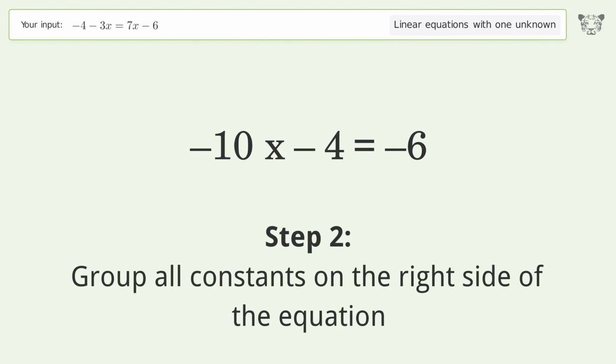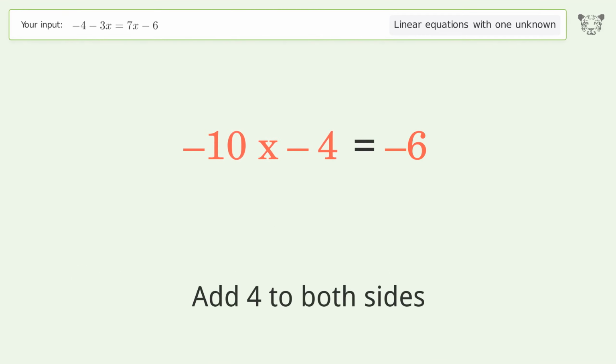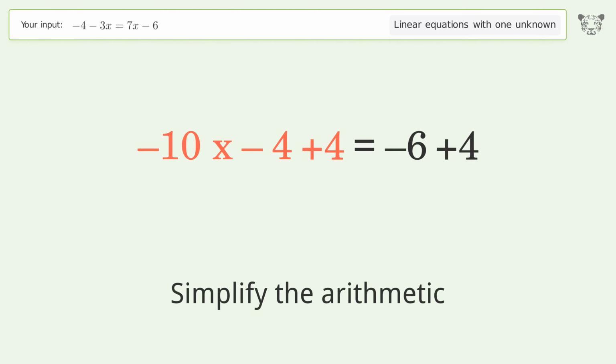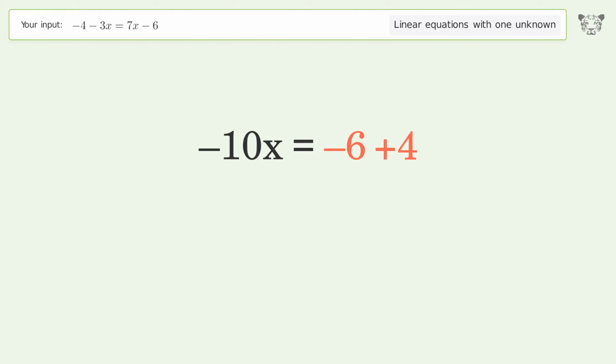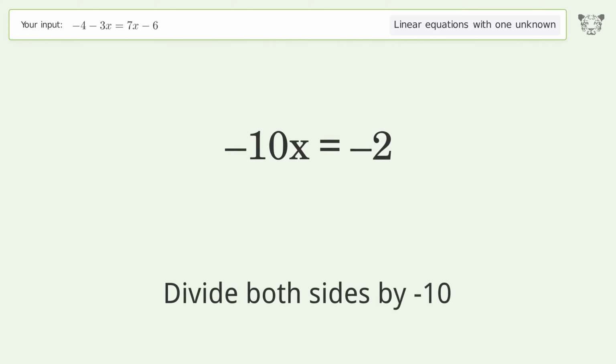Group all constants on the right side of the equation. Add 4 to both sides. Simplify the arithmetic. Isolate the x. Divide both sides by negative 10.